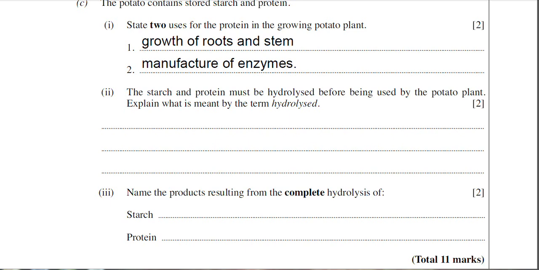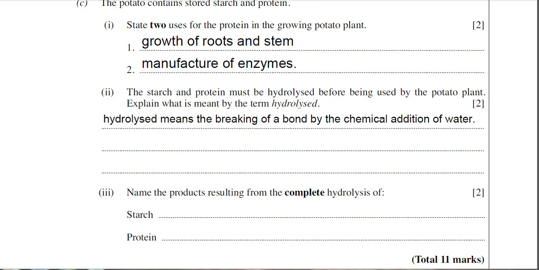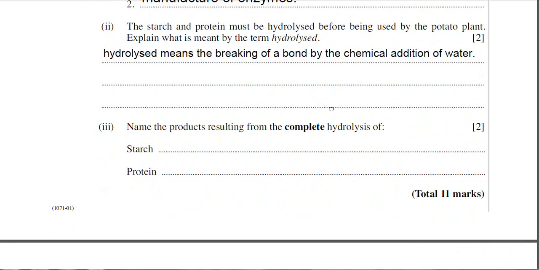Okay, and it involves the chemical addition of water. All right, you have to re-add the water in order to break that bond. Okay, but it's always best to state it's the chemical addition of water. Okay, and that then will get you your 2 marks. There you go, there's my answer. One sentence. Hydrolyzed means the breaking of a bond by the chemical addition of water. Simple as that. Okay, the last part then of question 6.